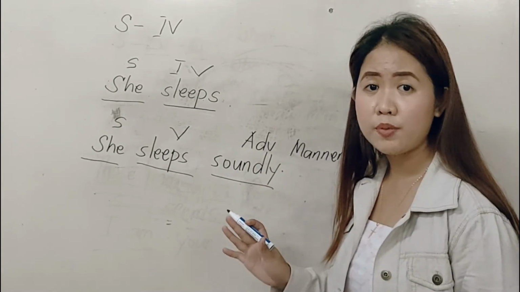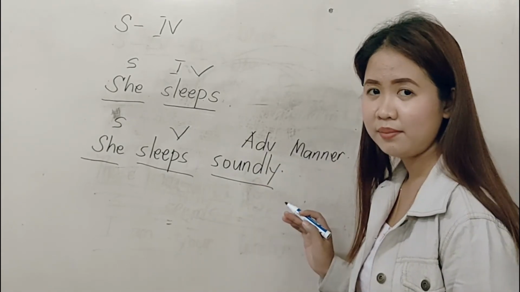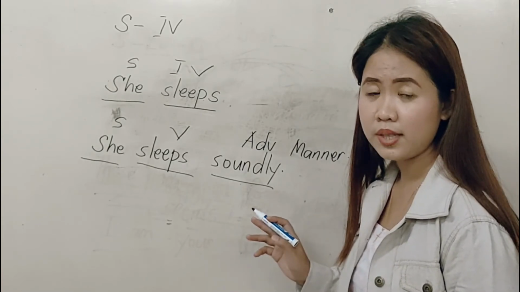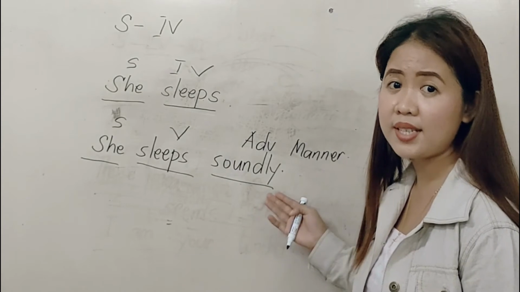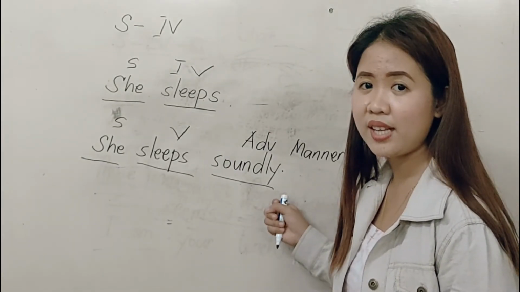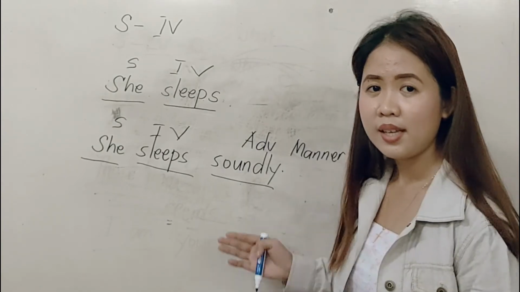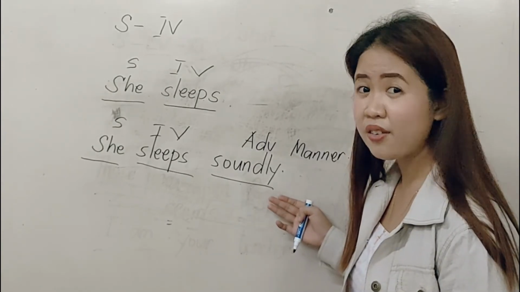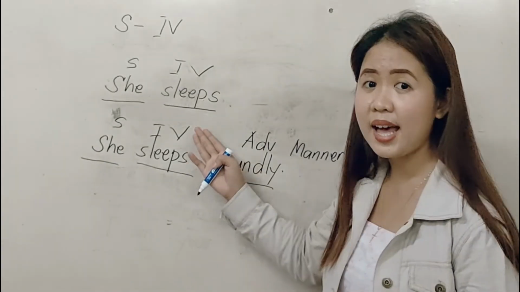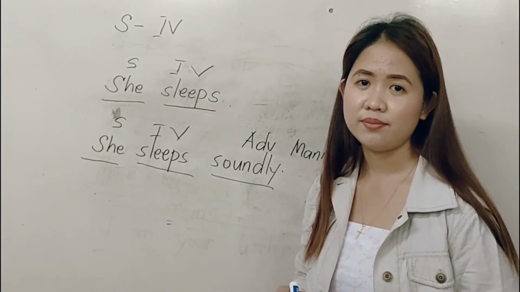There is no direct object in the sentence, right? There is no word answerable by what or by who. Instead, we have this word answerable by how question. But this is not considered a direct object. And this word, soundly, doesn't affect the pattern. We still have SIV pattern.